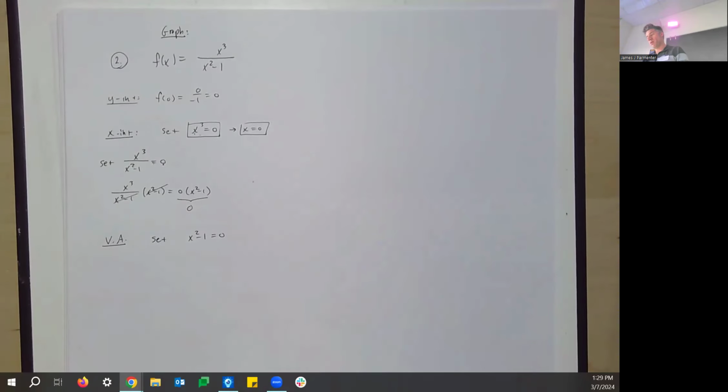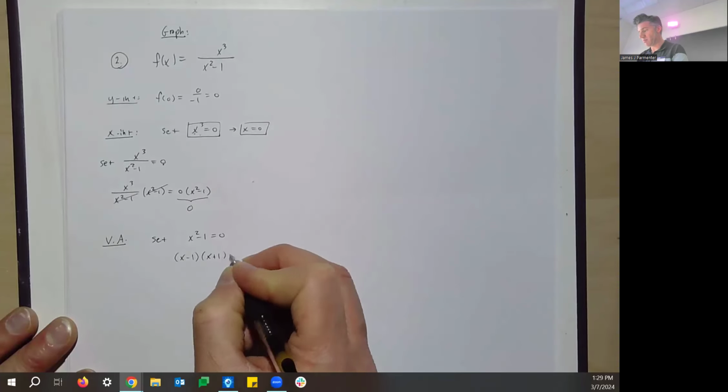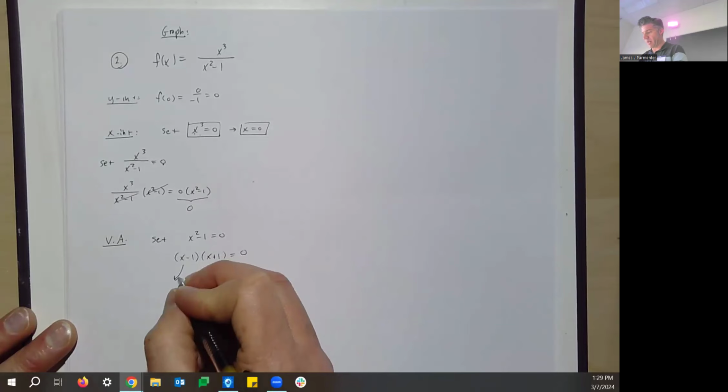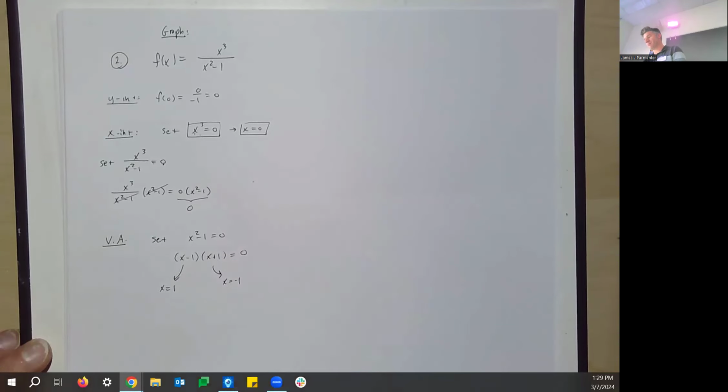So here, I'm going to get 2 vertical asymptotes because this factors as x minus 1 times x plus 1 equal to 0. So we're going to get x equal to positive 1 and x equal to -1.